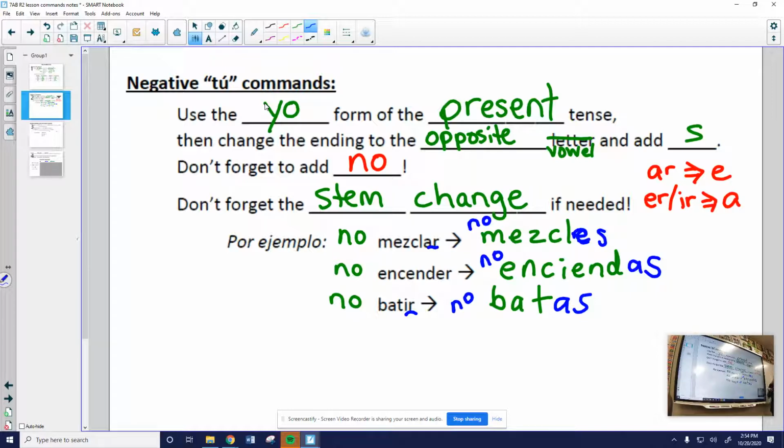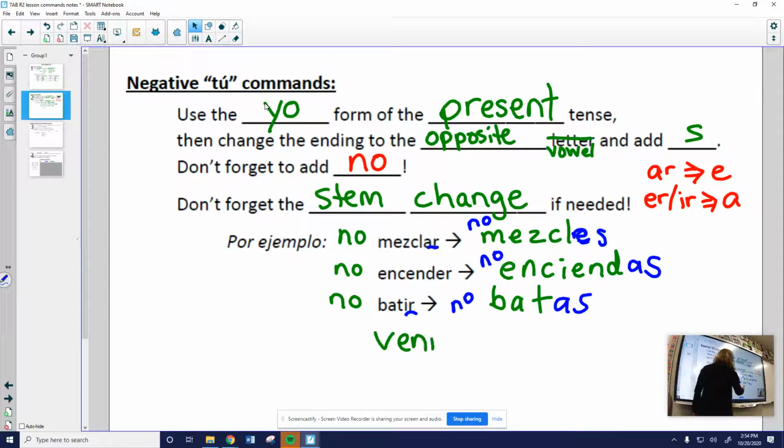You might be thinking, Señora Einerwold, why does it matter if we use the yo form? We should use any form. We just need the stem, right? And if it's a stem changing verb, we need to do the stem change, and that's all we need to know. So why does it matter if we're using the yo form? Do you remember we reviewed the irregular yo verbs? It matters for those.